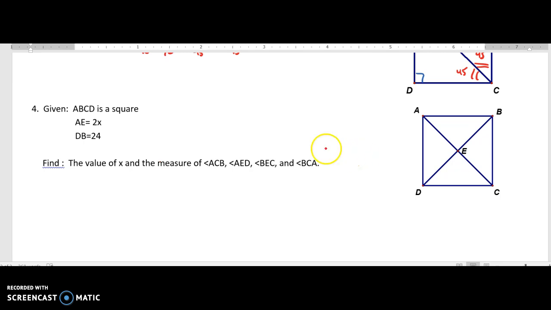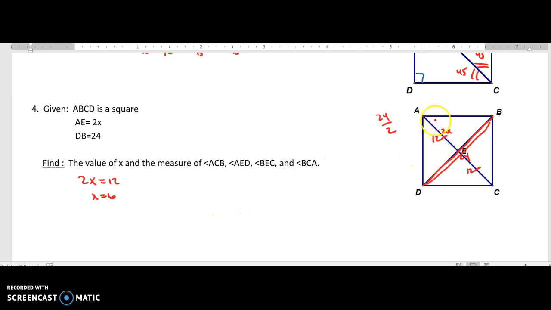Okay, example 4. AE, they tell us, is 2x. Then they tell us DB, this here, this whole thing, is 24. Remember, right, with this, you have to understand that the diagonals are congruent because it's a rectangle, and because it's a parallelogram, these bisect each other. So right away, if this whole segment, DB, is 24, and I know AC is also 24, if I take 24 divided by 2, this piece is 12, this piece is 12. So to find x, 2x equals 12, x equals 6.